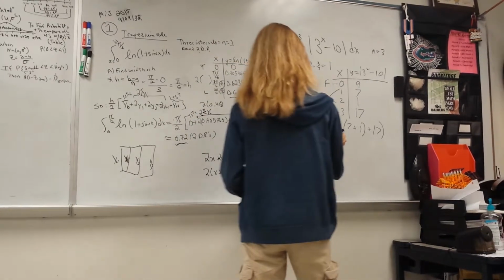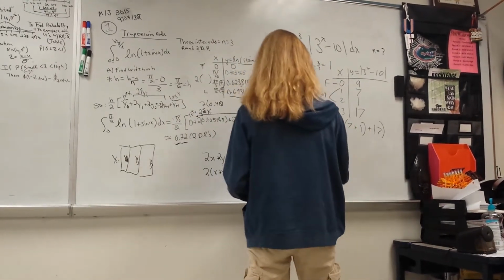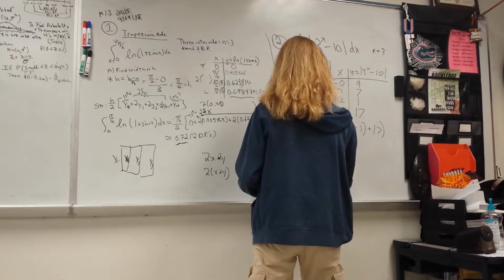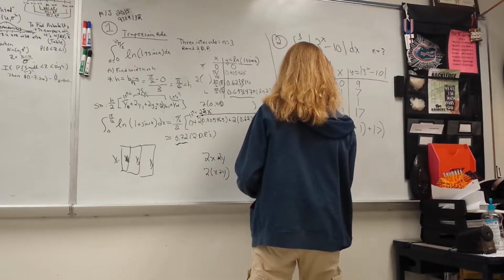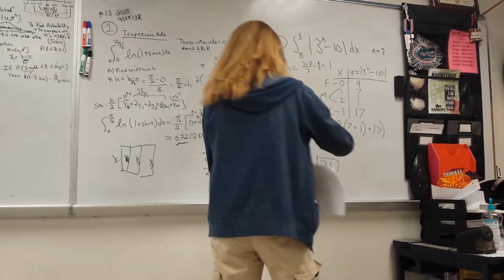Okay, 42 divided by 2 is 21. Correct, 42. Oh yes, right. Okay, wonderful. Really easy. Easy peasy lemon squeezy. And there we go.